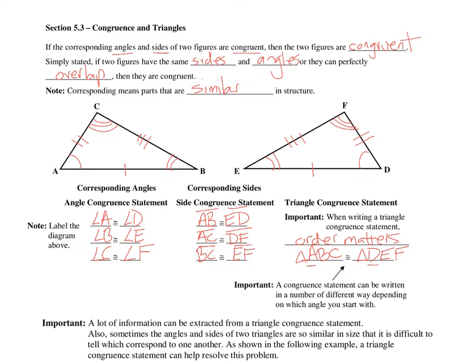A is congruent to D. B is congruent to E. C is congruent to F. All right, the order matters. All right, make sure you read these two statements below here.